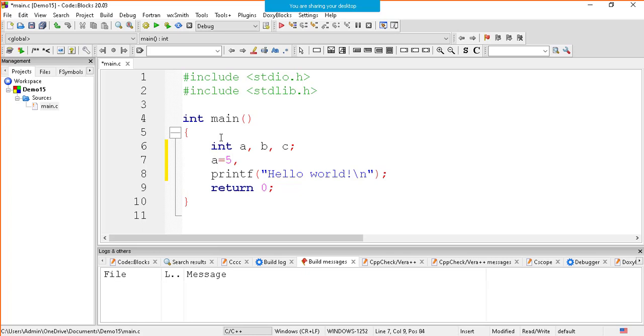And let's say b is equal to 2, and this is what I have done. I have initialized. So the first statement is the declaration of the variable. Please understand, this is called a declaration of the variable. So how many variables I have declared? I have declared 3 variables.